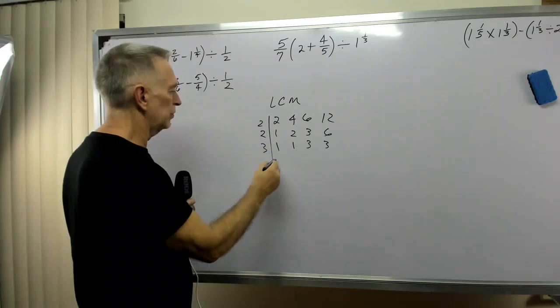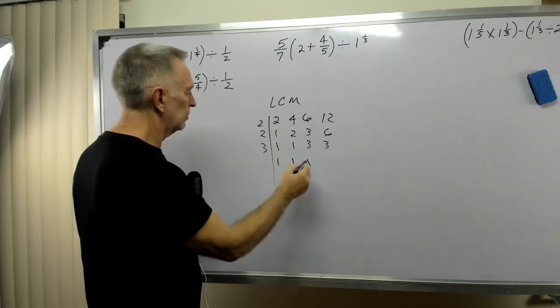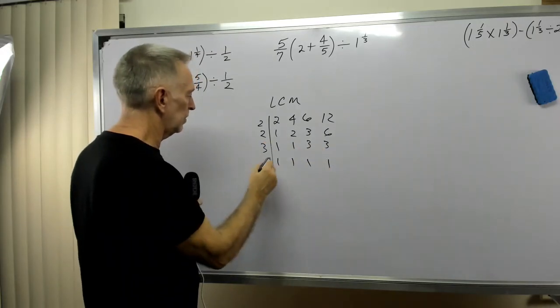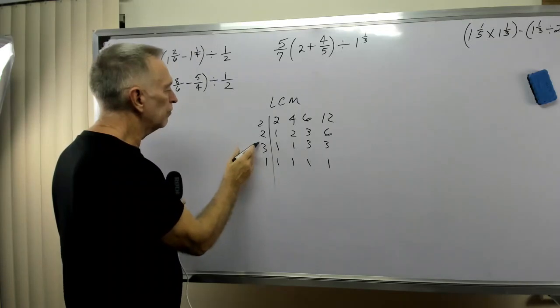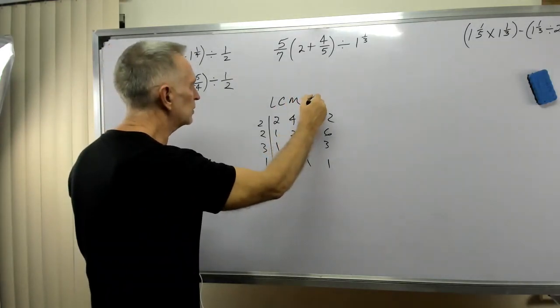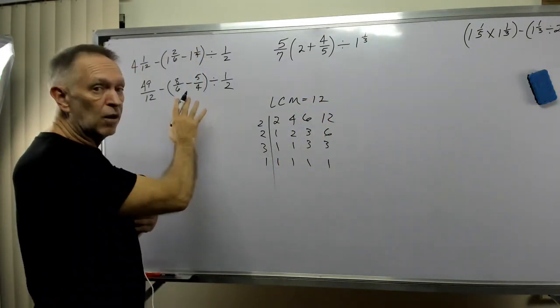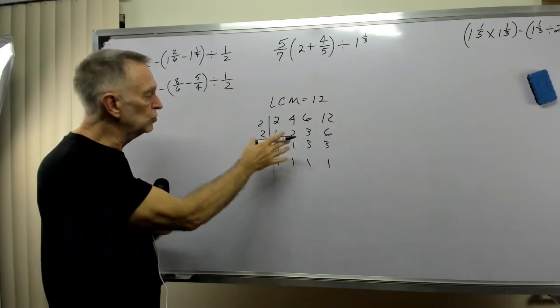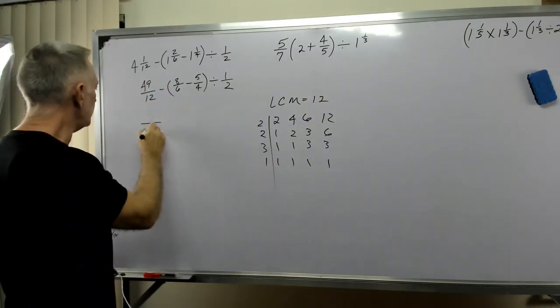Okay, now I'll work with the 3. Bring the 1s down. 1 times 3 is 3. 1 times 3 is 3. Bring the 1 over. Okay. 2 times 2 is 4. 4 times 3 is 12. 12 times 1 is 12. So my least common multiple is 12. So if you're in doubt, you can always use this method to determine what to do here.